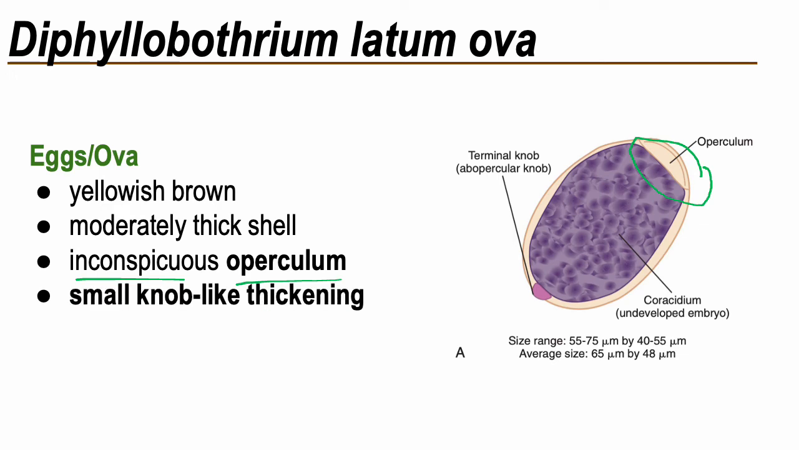Opposite to the operculum is the small knob-like thickening called the abopercular knob. This has no function, but this can be seen as well for the latum ova. Aside from that, the undeveloped embryo may be seen called the coracidium. So this is the first stage or the larval stage of the parasite.